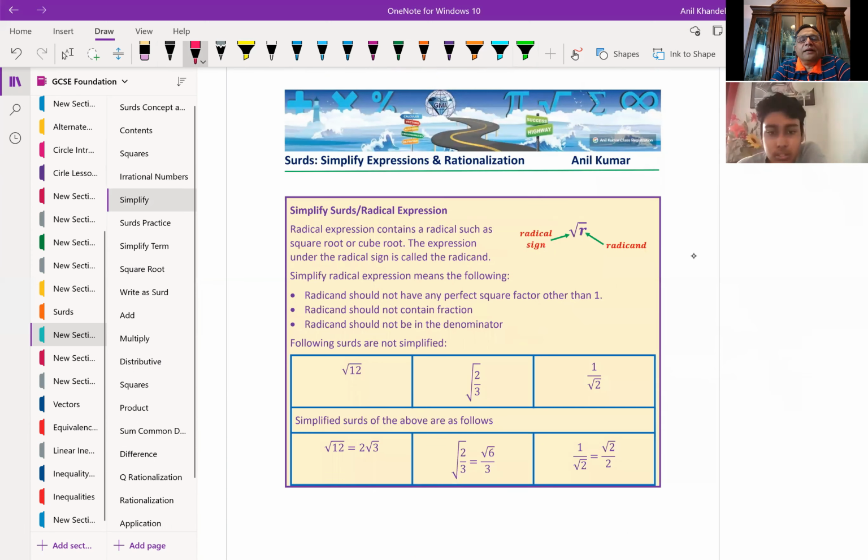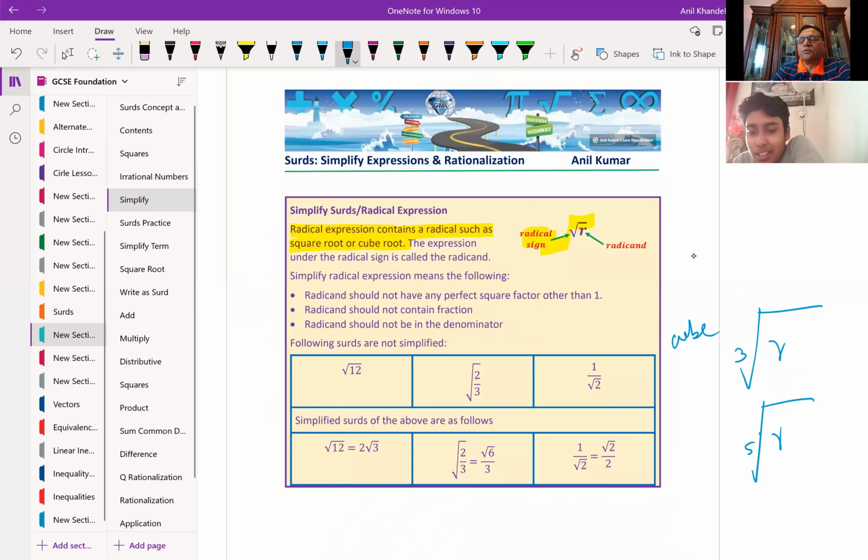Radical expressions contain a radical sign. So this is the radical sign, right? That's square root. It could be square root, cube root. If it is a cube root, we'll write like this. If it is a fifth root, we'll write like this. Is it okay? And if it were to be a square root, sir, it would just be the same. Square root, we don't write anything.